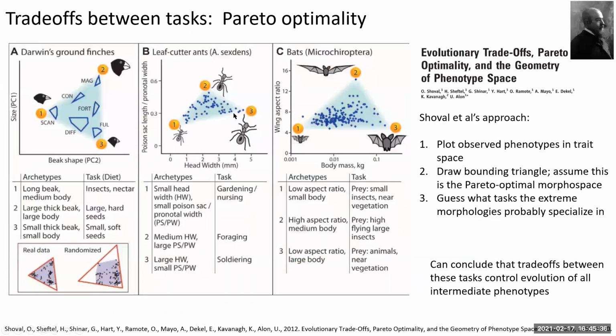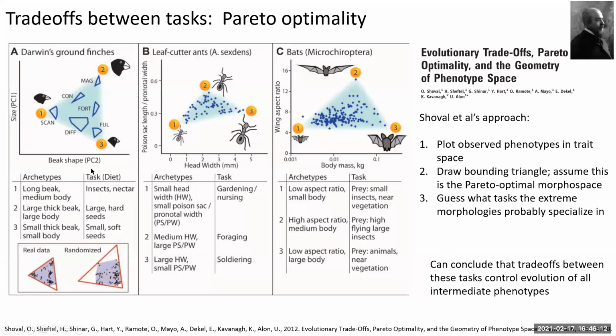So very luckily, I just happened across a series of papers in the Alon research group. This paper by Shoval et al. in Science was about applying Pareto optimality theory, which is really from economics, to biology and to evolution. What they did here was they looked at all these different organisms: the beak shape of finches, the body shape of ants, and the wings and the body shape of bats.